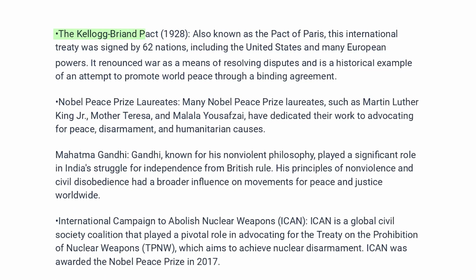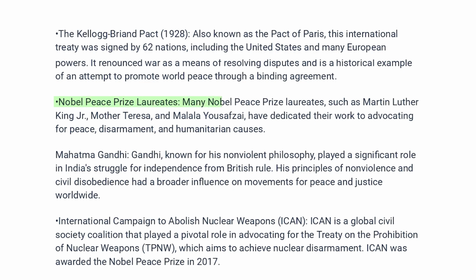The Kellogg-Briand Pact, 1928, also known as the Pact of Paris. This international treaty was signed by 62 nations, including the United States and many European powers. It renounced war as a means of resolving disputes and is a historical example of an attempt to promote world peace through a binding agreement.